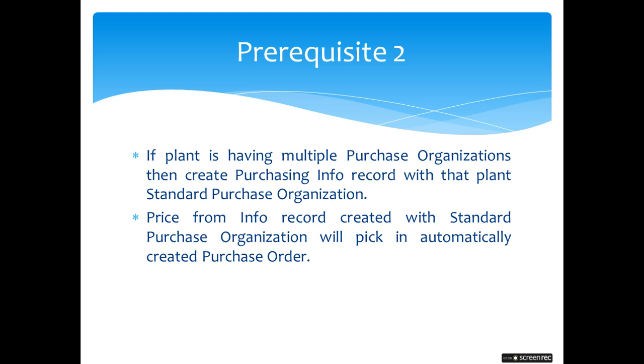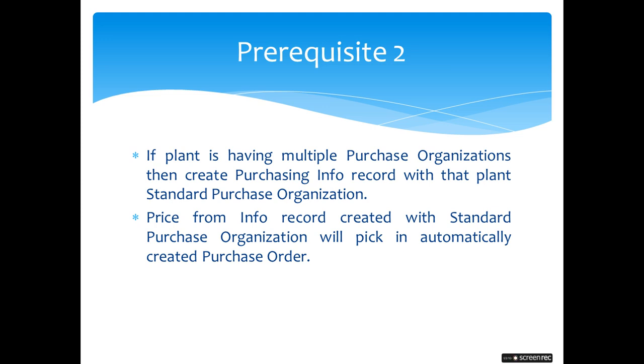Now we'll go to the next prerequisite. Suppose there is one plant A, and plant A has multiple purchase organizations assigned, who do purchasing activity for that plant. If multiple purchase organizations are assigned to any plant, out of those we allocate one purchase organization as the standard purchase organization for that plant. For this automatic PO there is a prerequisite: we need to maintain a purchasing info record with that standard purchase organization. When the purchase order is created in the background, the system will pick the price from that standard purchasing info record.